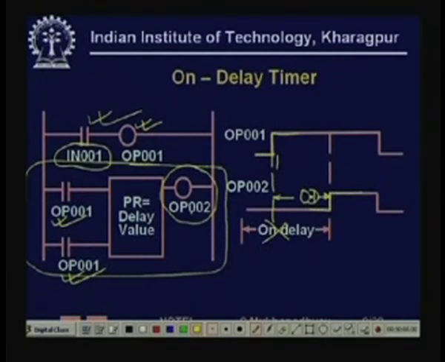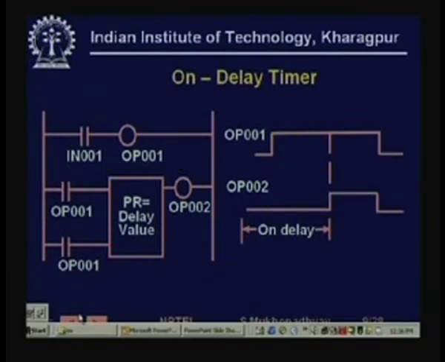On the other hand, the moment this becomes off, immediately these two become off, and immediately the OP002 also becomes off. So there is no delay in getting off, while there is some delay in getting on. That is why it is called an on delay timer.